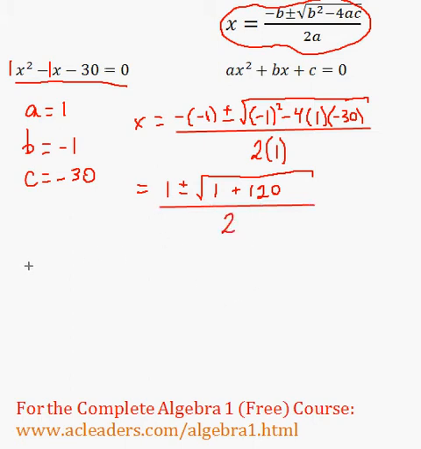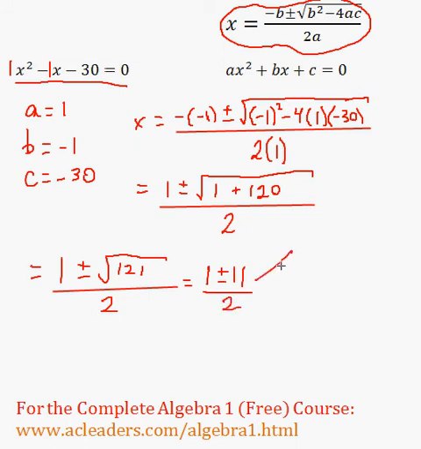Okay, now continue over here. We still have 1 plus or minus the root of 1 plus 120. So it's the root of 121, all over 2. Great. Now we have two solutions because we have plus or minus root of 121. And of course the square root of 121 is just 11.